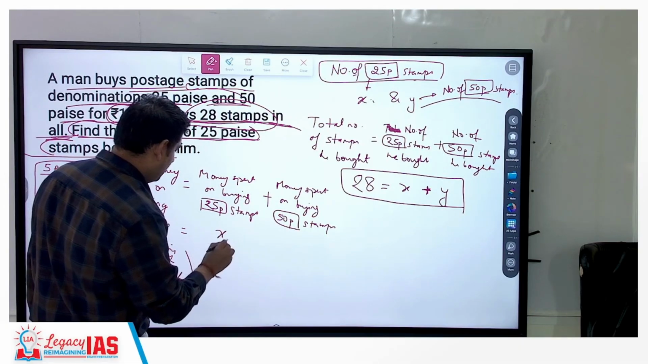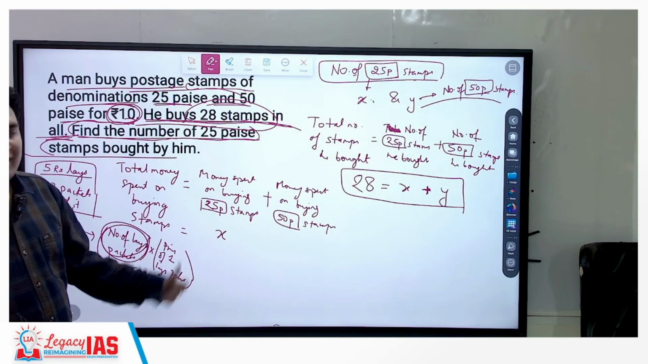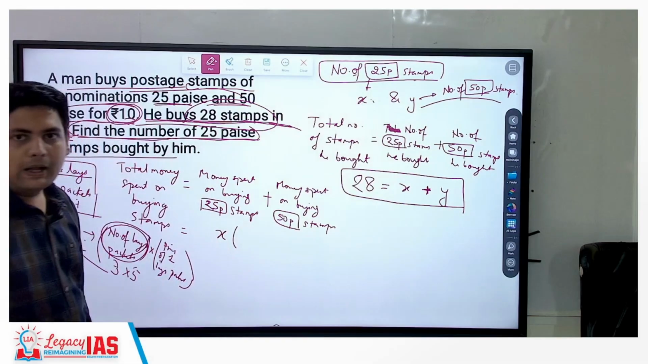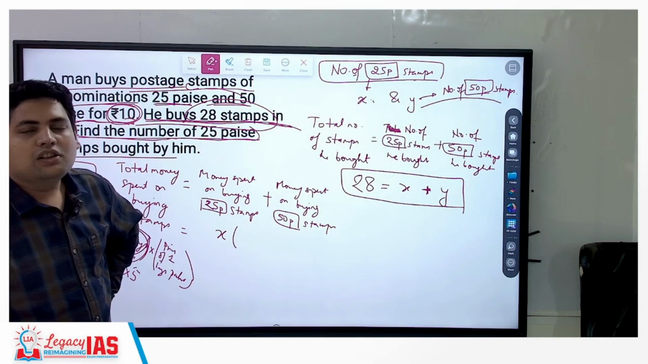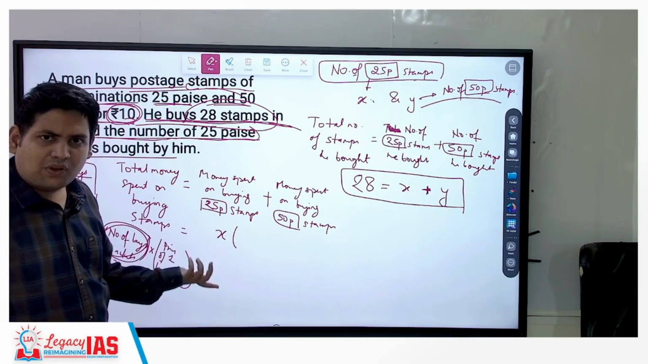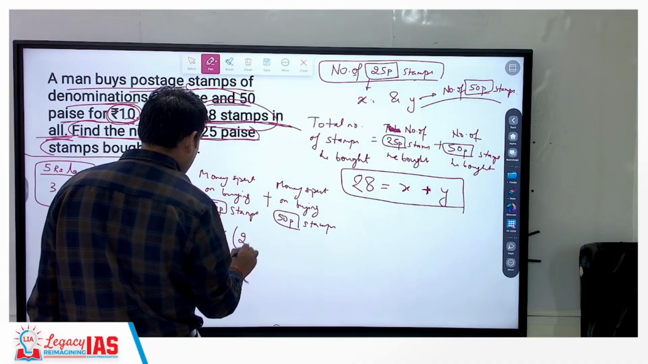It will be x. Number of 25 paise stamps will be x. Then what is the cost of a 25 paise stamp? It says 25 paise, correct? So this stamp also costs only 25 paise. So you write here 25.